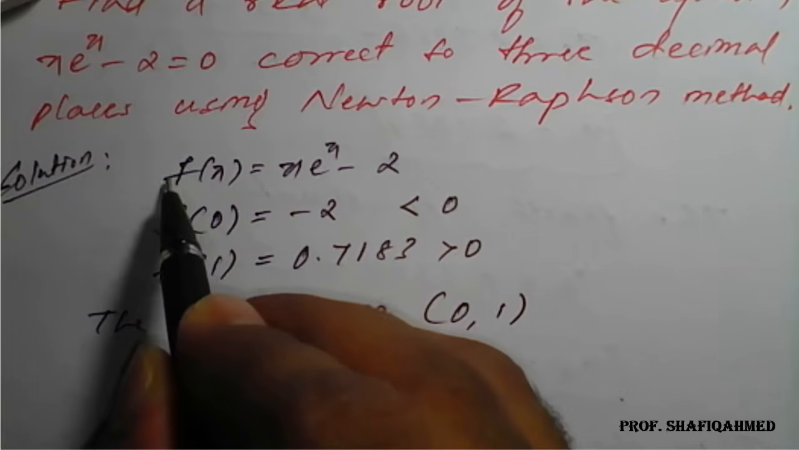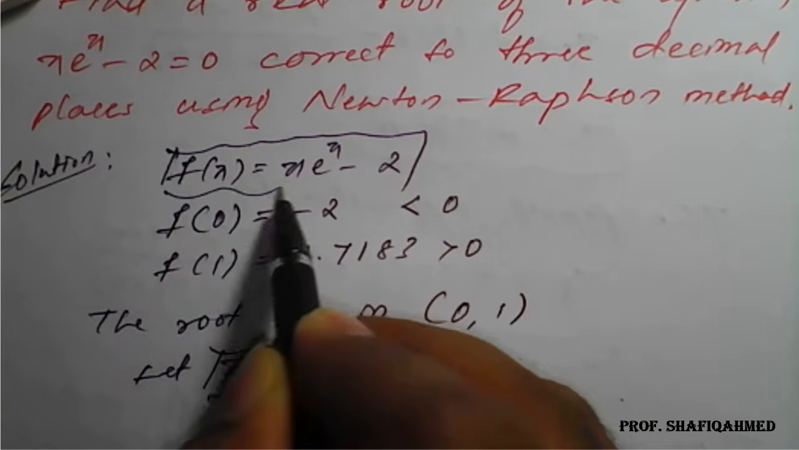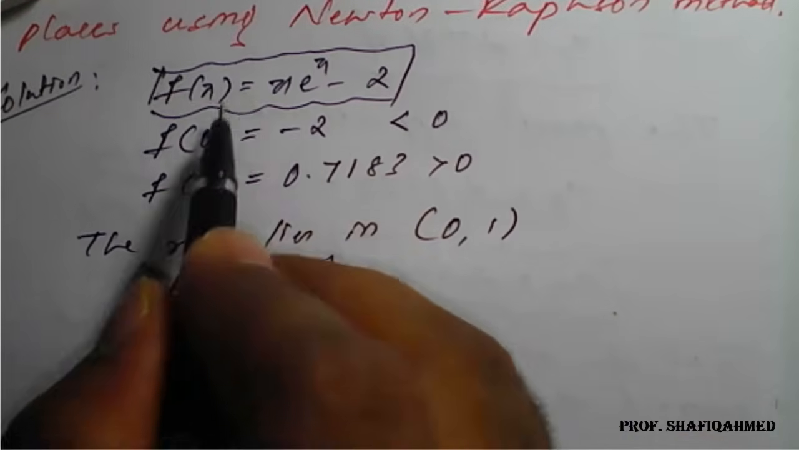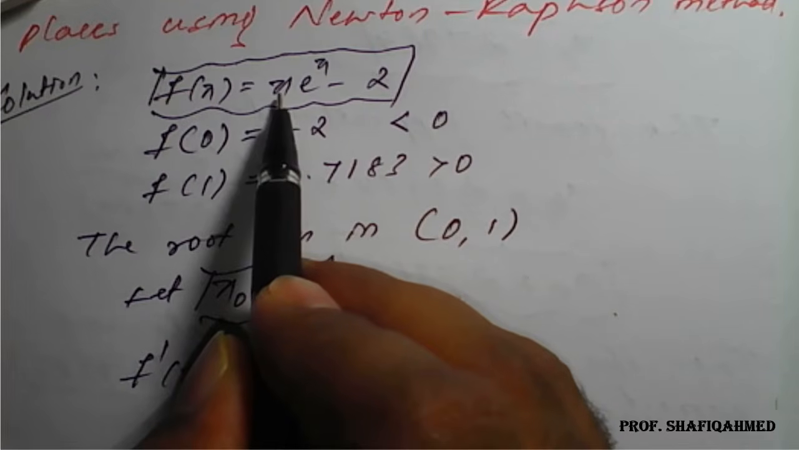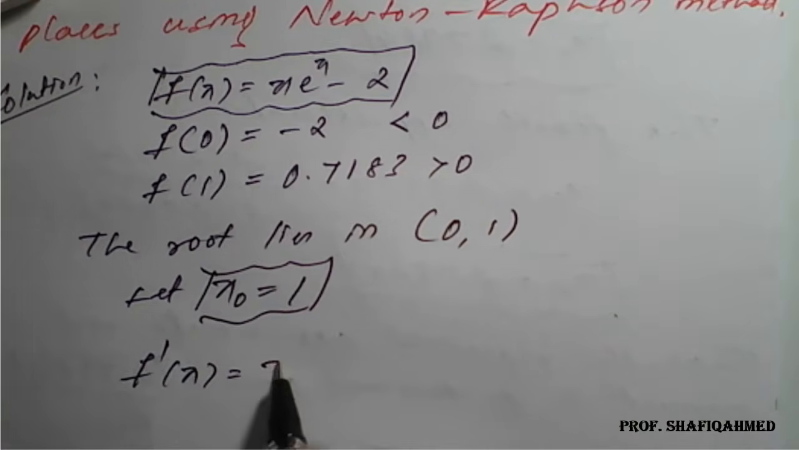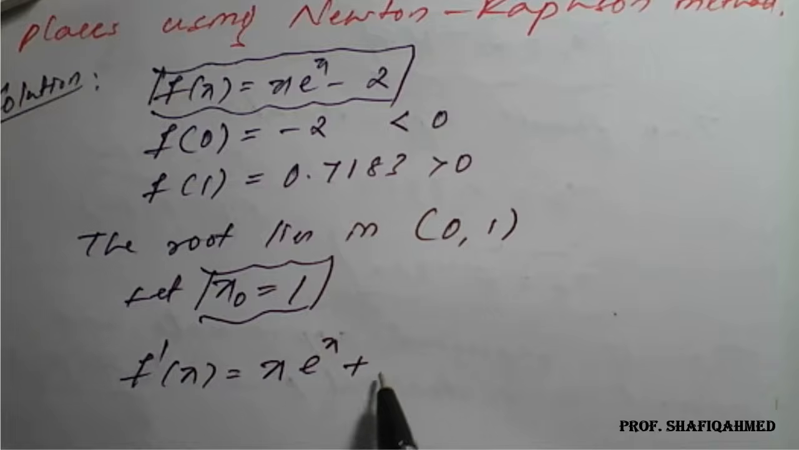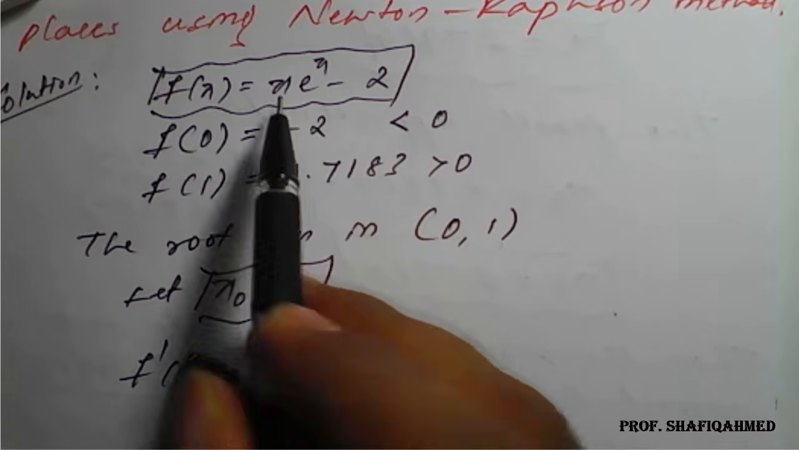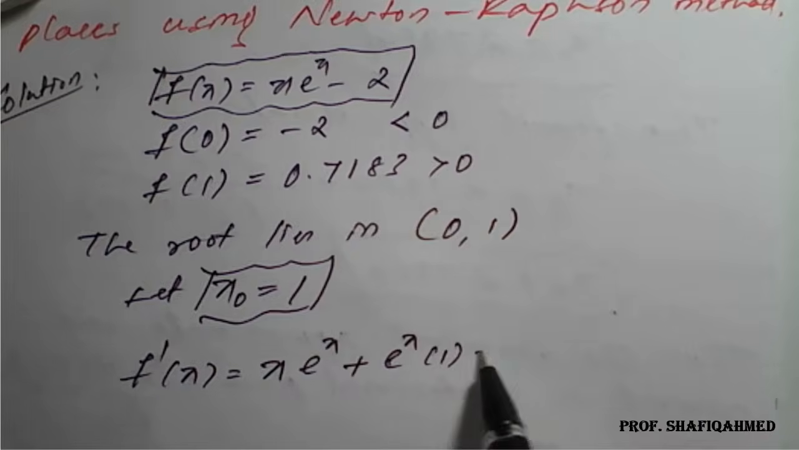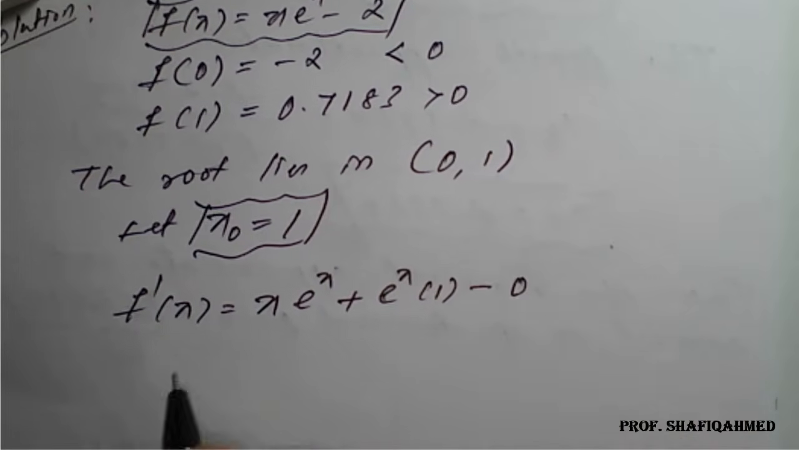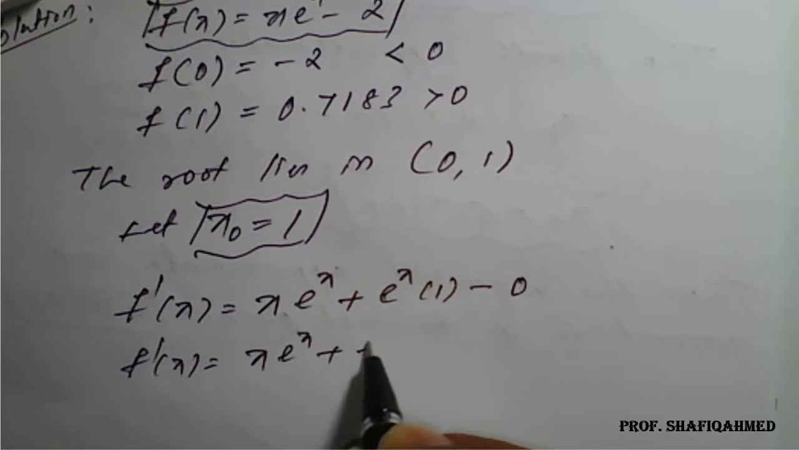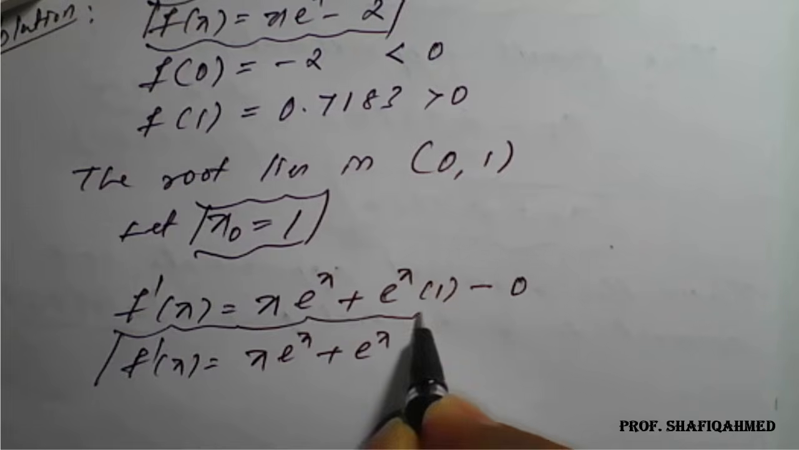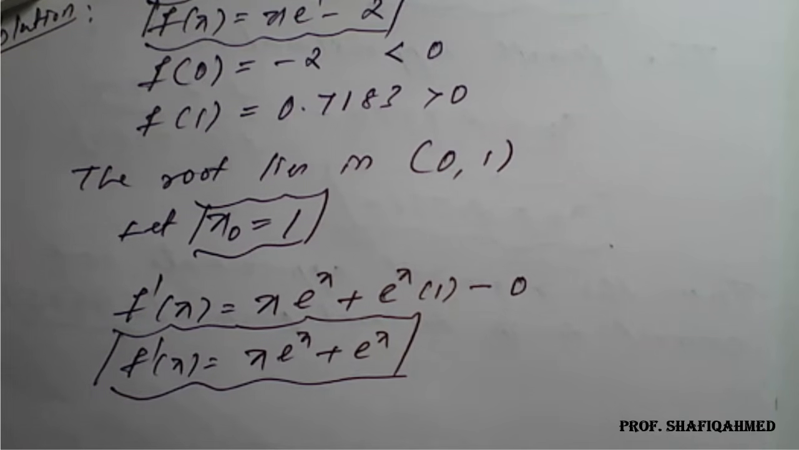So we have f of x. As per the Newton-Raphson formula we need f dash of x, so we differentiate f of x. Differentiation of x e raised to x by the product formula: keep x as it is, differentiation of e raised to x is e raised to x, plus keep e raised to x as it is, differentiation of x is 1, minus differentiation of 2 is 0. Therefore f dash of x is x e raised to x plus e raised to x.